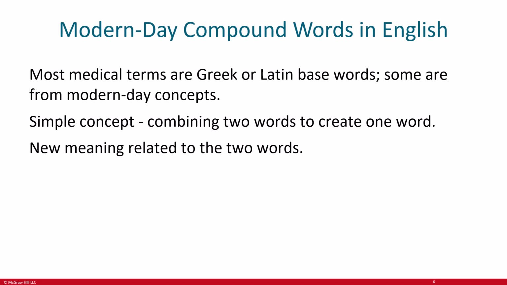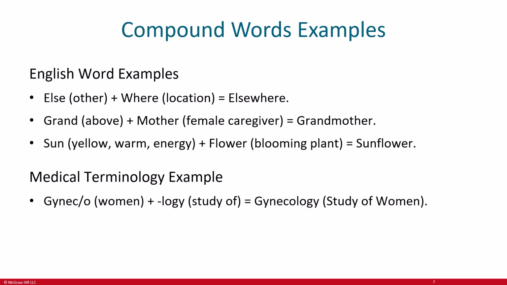Modern-day compound words in English. So most medical terms are Greek or Latin-based words. Some are from modern-day concepts, simple concepts combining 2 words to create 1 word, or a new meaning related to the 2 words. Compound word examples. So English word examples, we have else, meaning other or where location. Therefore, we get elsewhere. It's a compound term. And then we have grand, meaning above, mother, meaning female caregiver, therefore grandmother. Sun, meaning yellow, warm energy, flower, blooming plant, sunflower. We can see how that becomes the yellow blooming plant.